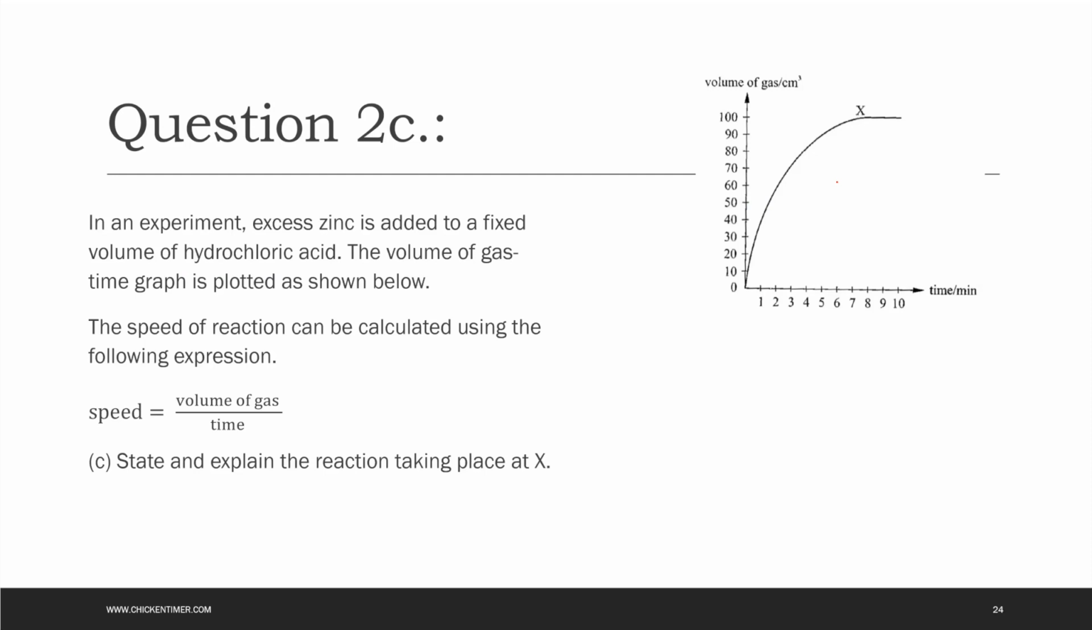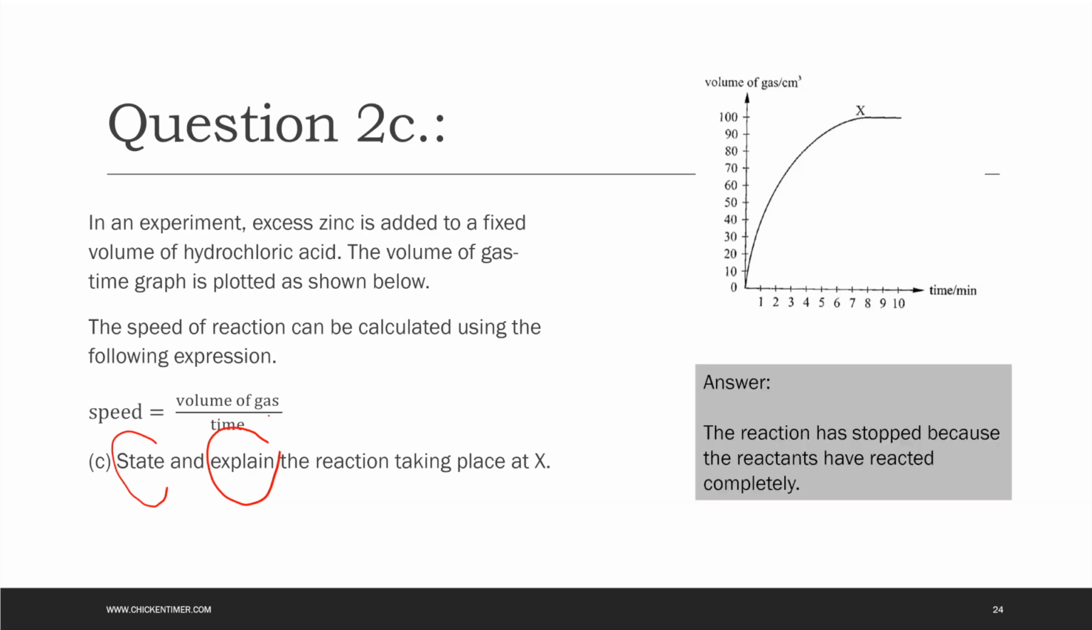State and explain the reaction. There's no reaction, the thing stopped. Then I need to explain. It's because the reactant has been used up. The reaction stops because the gradient is 0. All the hydrochloric acid has been used up, not zinc. It's the acid used up. So the answer could be improved by saying the reaction stops because the hydrochloric acid has been used up, has fully reacted.